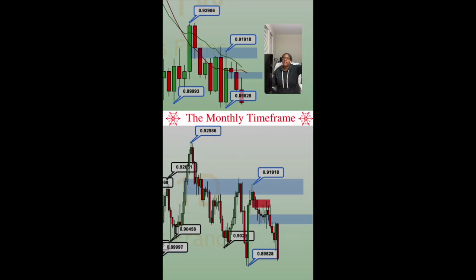So as price is moving, you move with it. You don't always have to keep looking to the left. You don't always have to wonder about what so-and-so is trading. What market structure are they trading? What currency pairs are they trading? Because you are the boss.